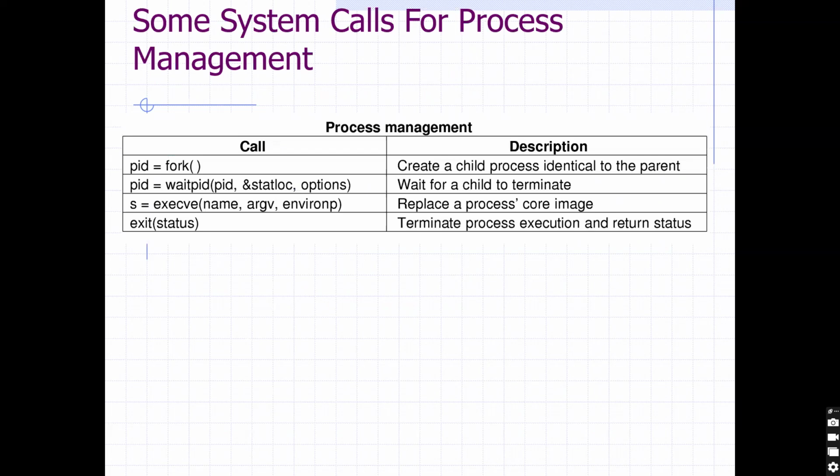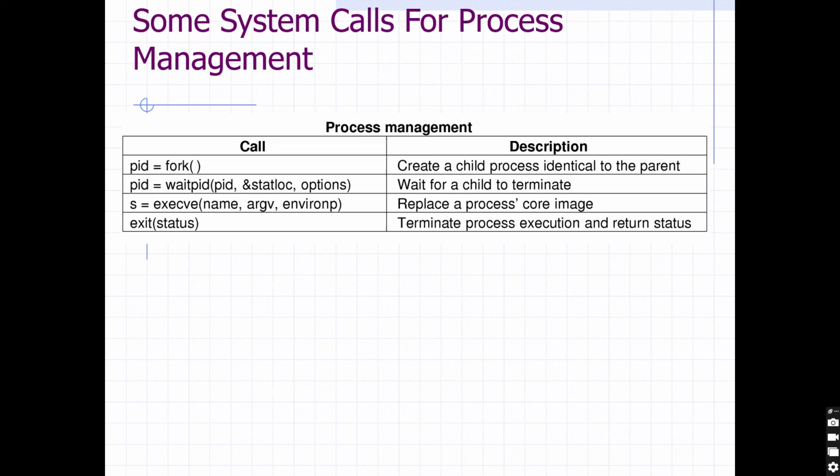What system calls are there for process management? Whenever you create a process, the processes are created through system call. Suppose pid equals fork. What is pid here on the left hand side? It is the process ID, equal to fork. Fork is a system call. Whenever it is called, it creates the child process identical to the parent. For processes, there is a parent process and a child process. Then waitpid waits for the child to terminate.